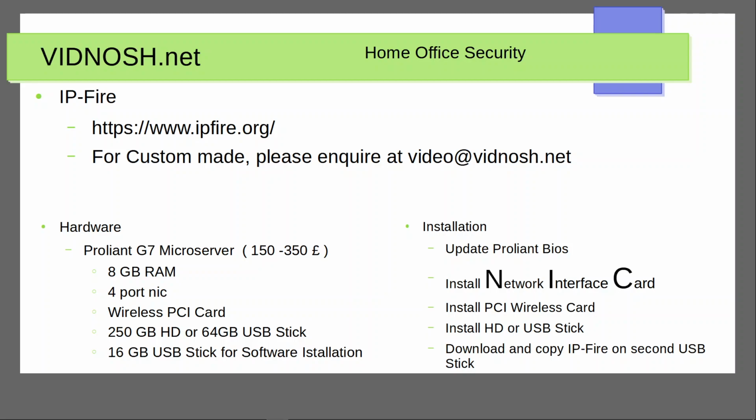To follow the installation process, you first need to update the BIOS of whatever machine you're using to the latest available BIOS. Then you have to install the network interface card, the 4-port NIC. You have to install the wireless PCI card. You have to install your HD or USB stick.